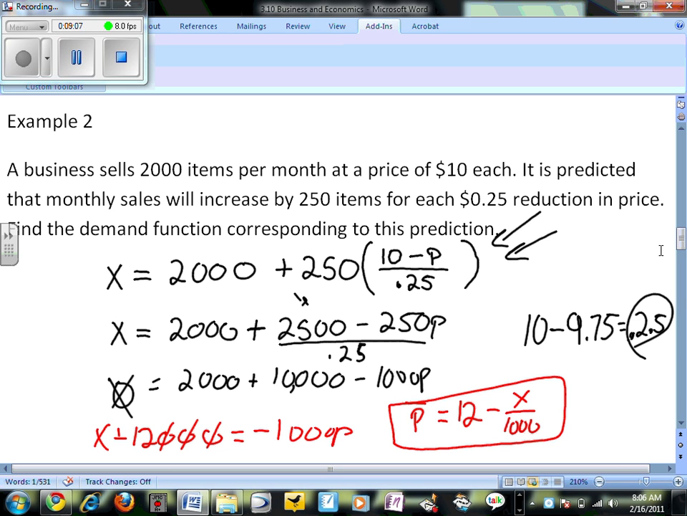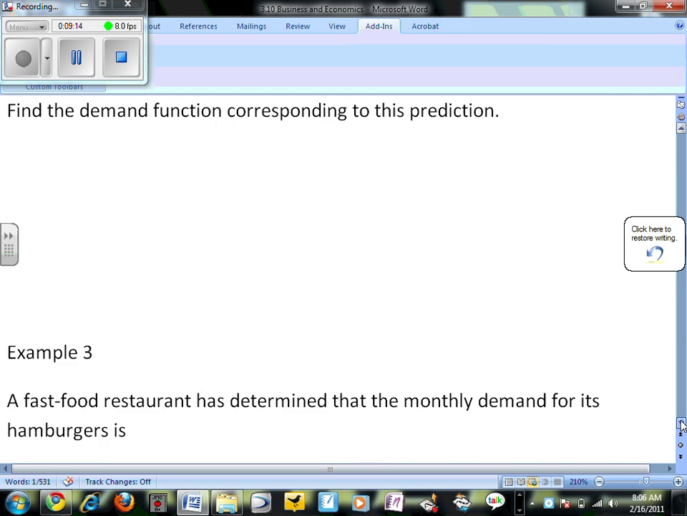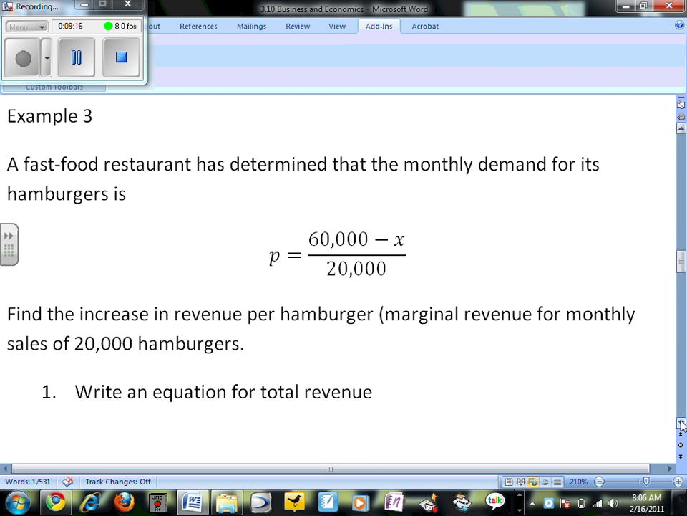So there's that example right there. Let's continue on. Example 3. It says a fast food restaurant has determined that monthly demand for its hamburgers is, their demand function, P equals 60,000 minus x all over 20,000. Find the increase in revenue per hamburger, the marginal revenue, for monthly sales of 2,000 hamburgers.